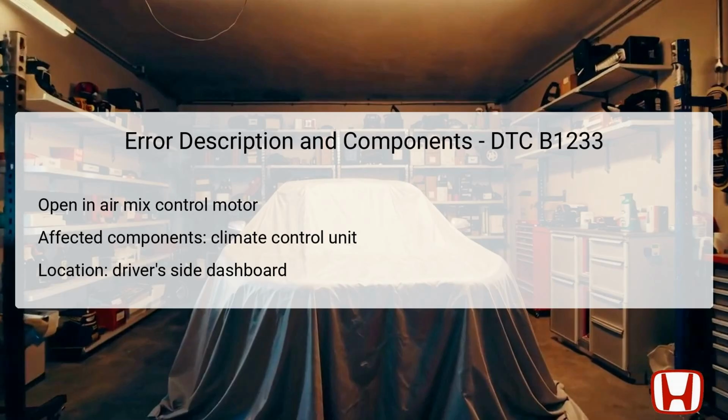This motor is typically located on the driver's side of the dashboard and connects to the climate control unit via electrical connectors. The climate control unit is responsible for managing both heating and cooling inputs within the vehicle, making the functionality of the air mix control motor vital for proper operation. If this circuit is open, the vehicle may default to a neutral setting, leading to inadequate heating or cooling, which can irritate the driver and passengers.